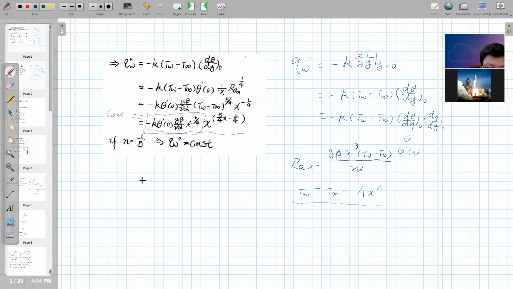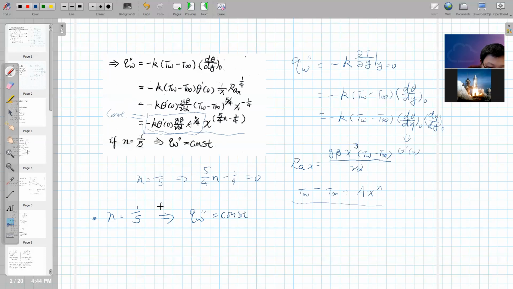When n equals 1/5, this term (5n minus 1)/4 becomes 0. So this x term goes to 1, and there is no x dependence anymore. Then qw prime will only be equal to this constant. That means that if n equals 1/5, it gives you qw prime equal to constant.